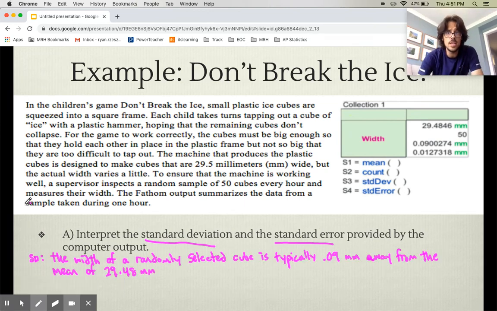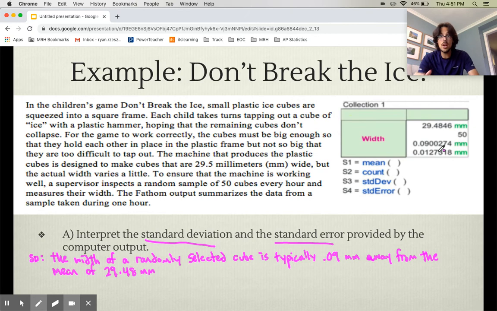Okay, I've got my standard deviation first, and this one you guys should already know how to do. Remember that standard deviation is your typical distance from the mean. It talks about how far a randomly selected data point typically is from your overall average. So if your standard deviation is about 0.09, that means that a randomly selected cube will typically be off by about 0.09 millimeters from the mean of 29.4. Some might be a little bit too high, some might be a little bit too small, but if you average all of those distances, it'll be approximately 0.09 millimeters.